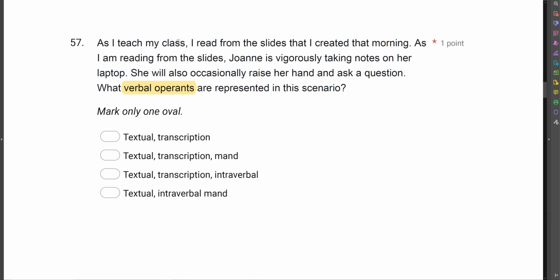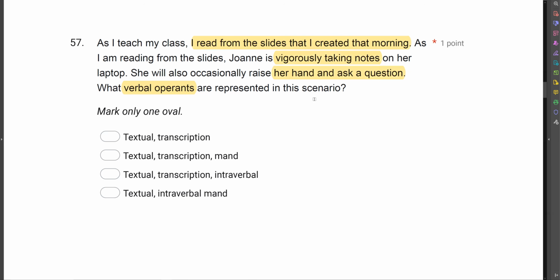So as I teach my class, I read from the slides that I created that morning. So I'm reading. What operant does reading relate to? Well, that's a textual. So if we look at our answer choices, they all have textual, so we can't eliminate anything. As I'm reading from the slides, Joanne is taking notes. So what is Joanne doing? Well, she's writing down what I'm saying. She's transcribing. That's transcription. So A, B, and C have textual and transcription. D does not. Then she will occasionally raise her hand and ask a question.